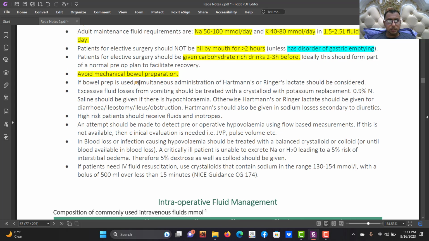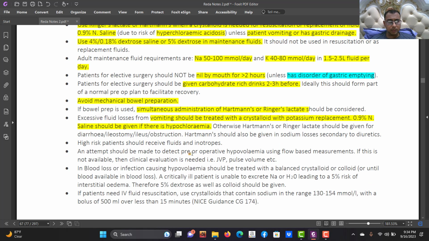During bowel preparation, Hartmann's solution must be used simultaneously. Excessive fluid losses from vomiting should be treated with crystalloid and potassium replacement, and 0.9% sodium chloride will be given if there is hypochloremia. Okay, so vomiting should be treated with crystalloid and potassium replacement, and if there is hypochloremia, we can use sodium chloride.